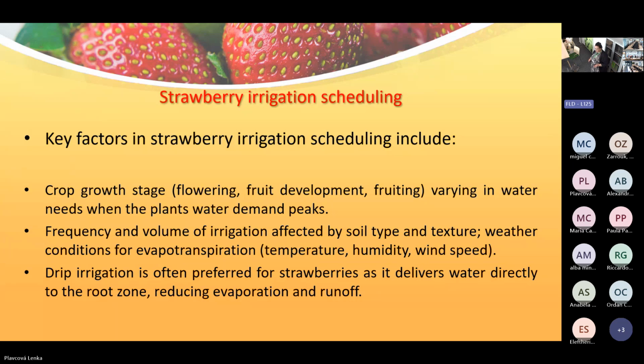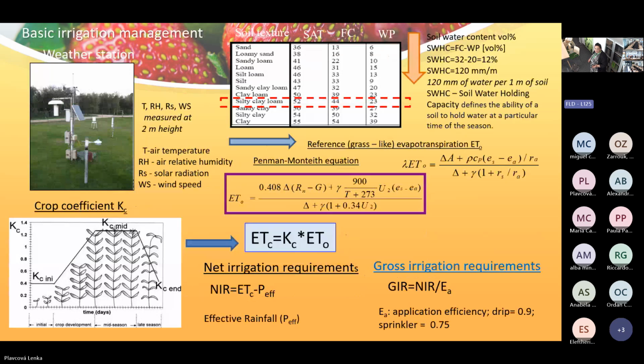As I said, there are some important key factors in irrigation scheduling, like crop growth stages, flowering, fruit development, and fruiting, and they all vary in crop water needs and demands. I already mentioned that the frequency of irrigation also depends on the soil type and texture, climate conditions for evapotranspiration, and the type of irrigation. Here it is on this slide.